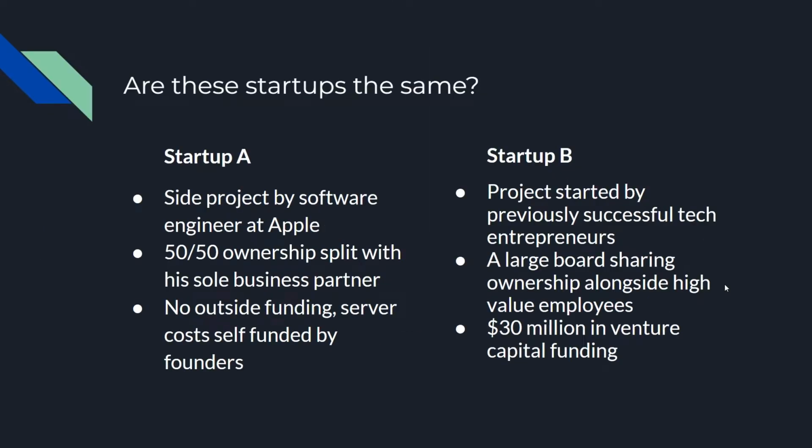So in that same vein, I'm going to ask, are these startups the same? We have Startup A, which is a side project by a software engineer at Apple, so pretty capable software engineer. He has a 50-50 ownership split with his only business partner, so there's only two people in the company, and they have no outside funding, and they just fund these servers themselves. And then Startup B is a project started by previously successful tech entrepreneurs, and they have a large board that shares ownership alongside high-value employees, and let's just say 30 million in venture capital funding. Are these startups the same?